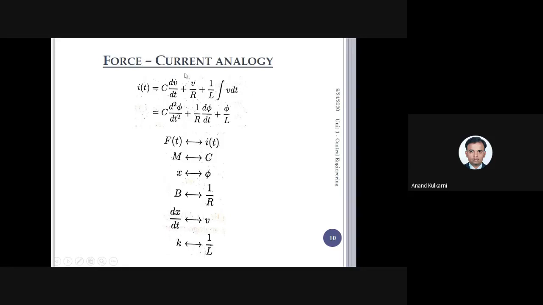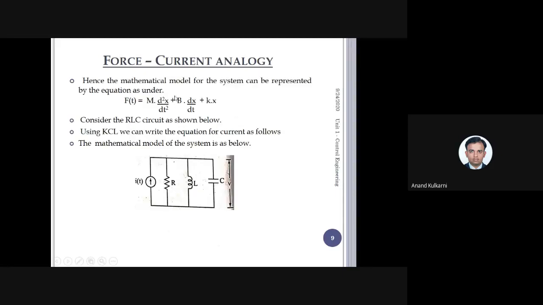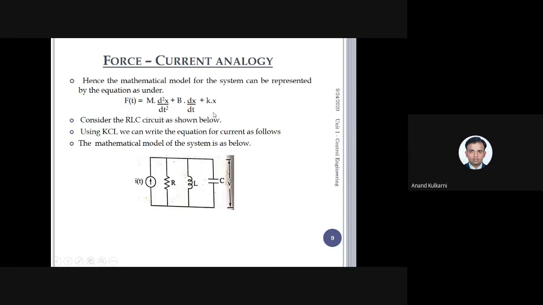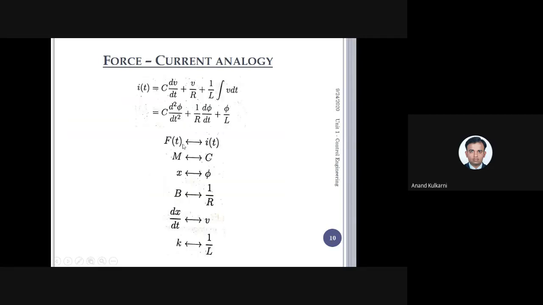But if we see here, they are again not in a similar form. So we have to write that in a similar form. For that, voltage is written as dφ/dt. dφ is nothing but the change of flux. So I write it in terms of flux here: C d²φ/dt² plus (1/R) dφ/dt plus φ/L.